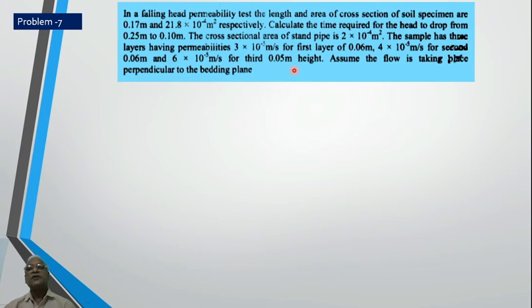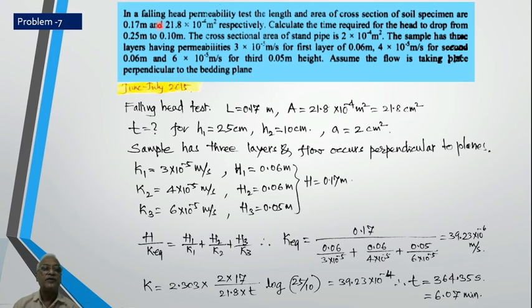For the third, 0.05 meter height. They have given the coefficient of permeability and thickness. Assume the flow is taking place perpendicular to the bedding plane. So it is a flow in a stratified soil with the direction of flow perpendicular to the stratification. Moreover, it is a falling head permeability test. So with the given data of strata and coefficient of permeability, we have to find K equivalent first of all, and use it for the falling head permeability test. So we'll do that.